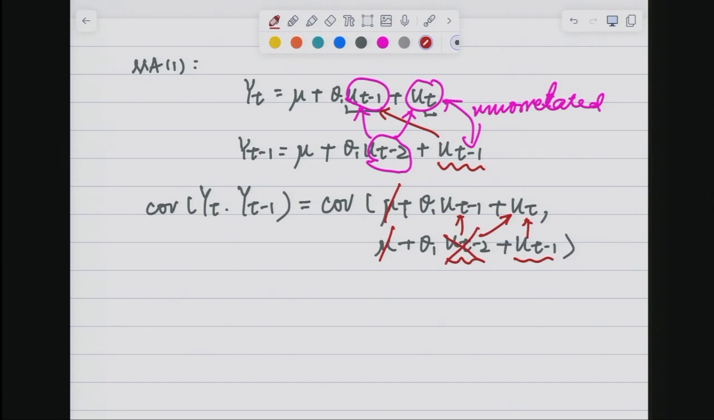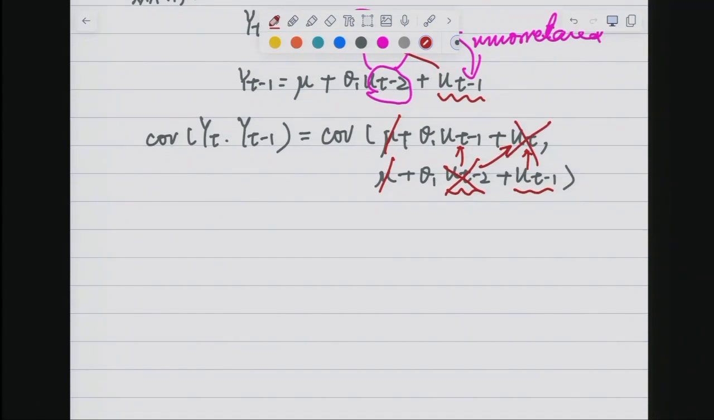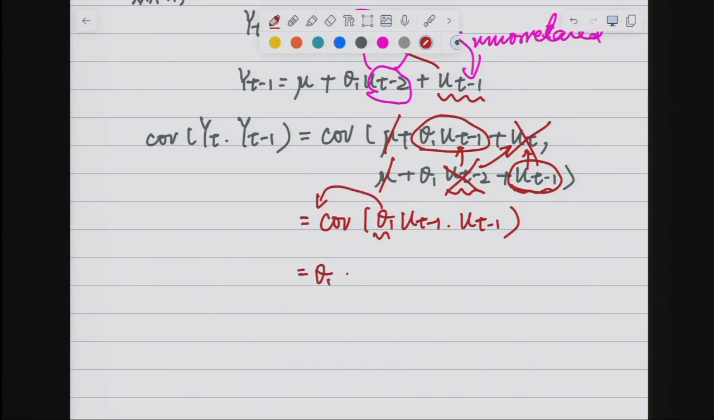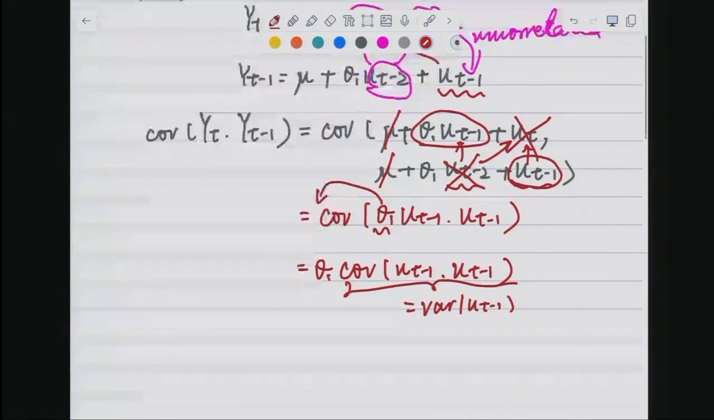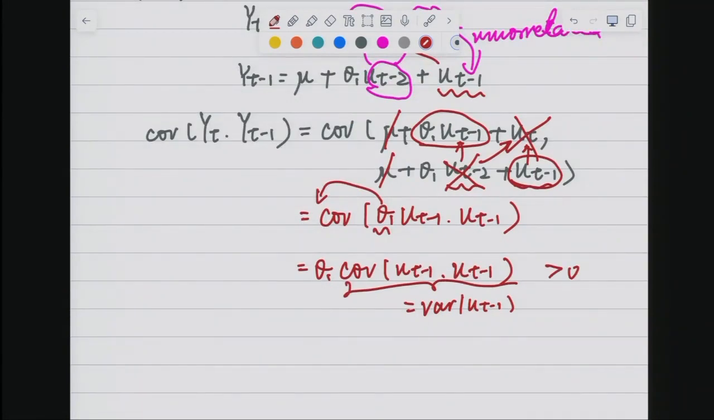So first of all, we can get rid of the second leg. What remains is that u_t is not correlated with any of the lagged error terms. So what is left is just theta_1 u_{t-1} and its covariance with u_{t-1}. We can take theta_1 out. That gives us the covariance between u_{t-1} and itself, which is essentially the variance. Given that we assume a positive variance, as long as theta_1 is different from 0, which means we indeed have an MA(1) model, this is positive. So there is autocorrelation at lag 1.